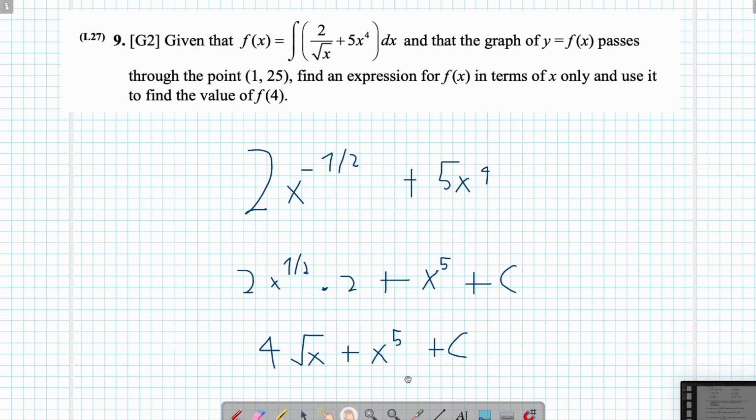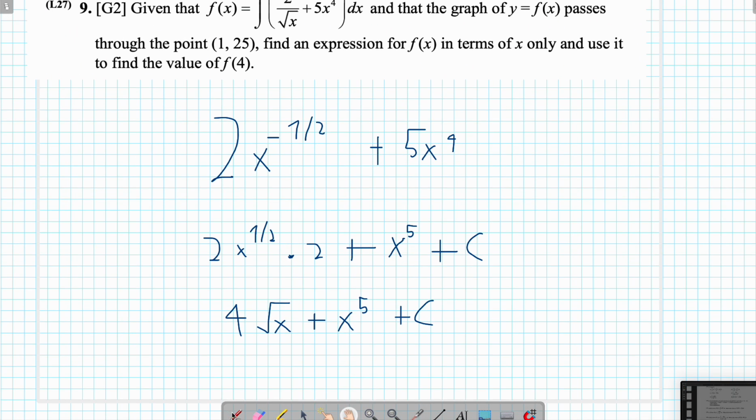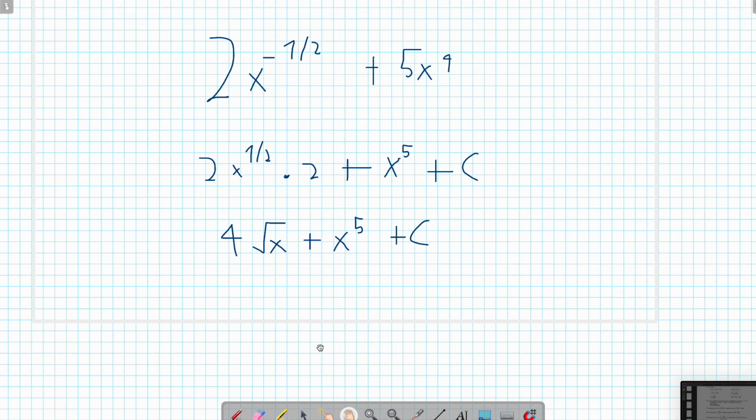So first of all, we need to find c. So they said y is 25 when x is 1. So that will help us find c. So 4 plus 1 plus c equals to 25. C is equal to 20.